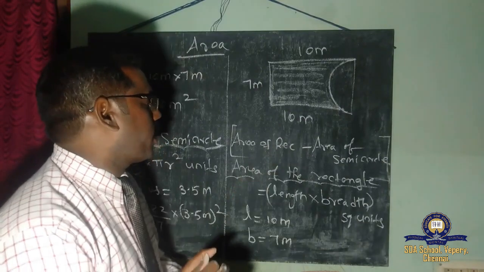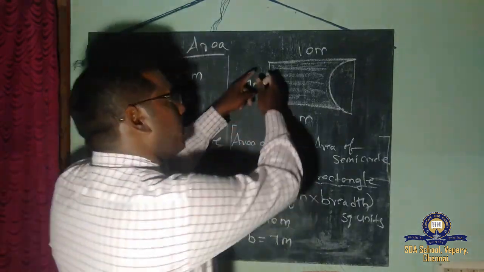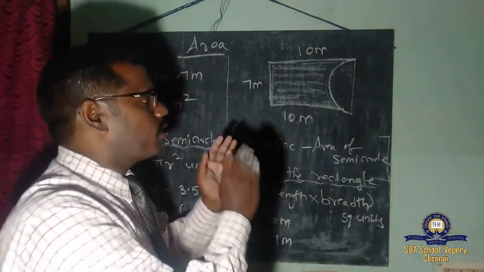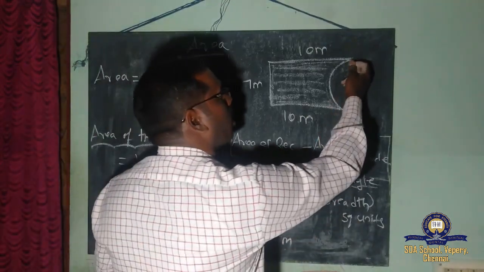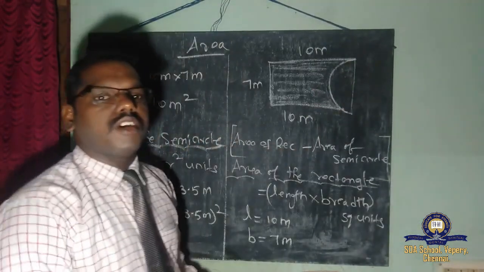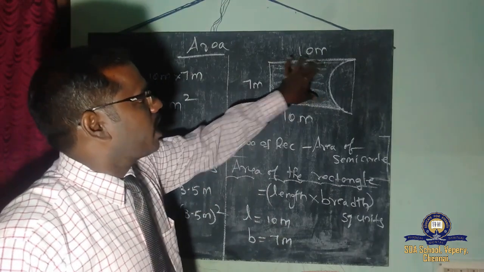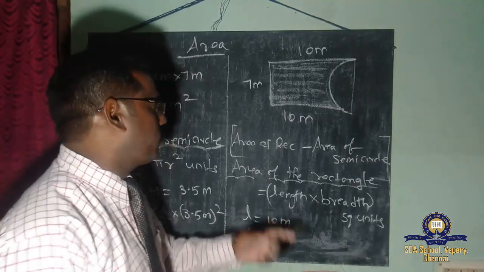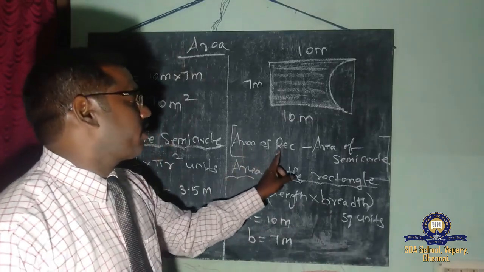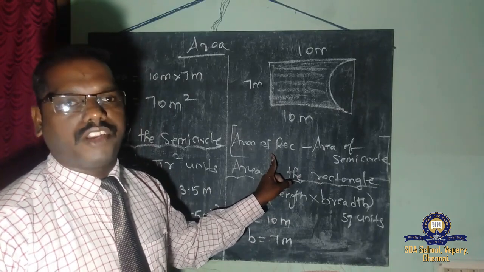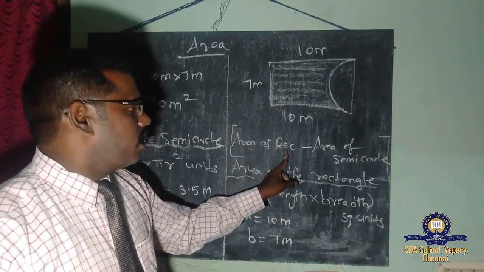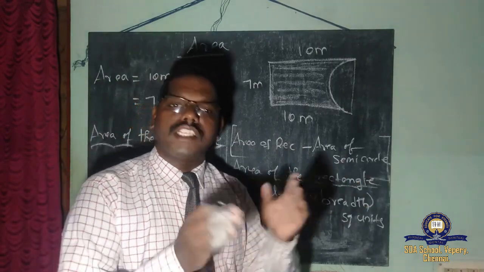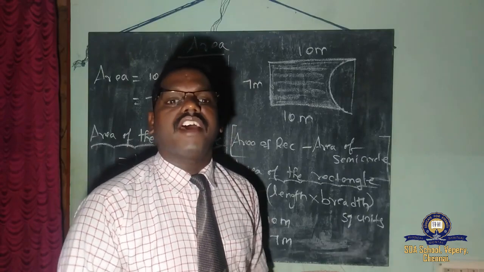See, for that I have planned like this. I have to find out the area of the rectangle first. From that area I am going to subtract the area of the semicircle, so that easily I can get this shaded region, remaining part, isn't it? So I framed the argument like this. Area of the rectangle, from that I have to minus area of the semicircle. So first of all I need to find out the area of the rectangle.